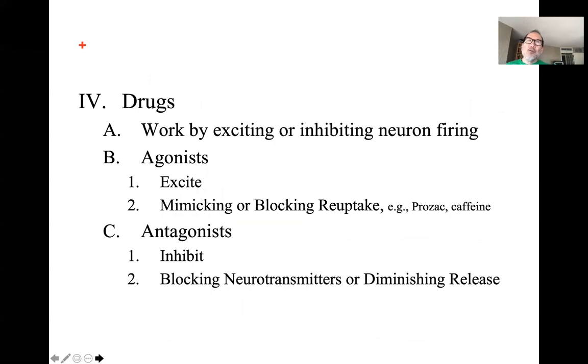Okay, now how do drugs work? Well, medications, legal or illegal, work by either stimulating or inhibiting neurotransmitters. So agonists are those kinds of substances, legal or illegal, which tend to excite the production of neurotransmitters, make them more present.